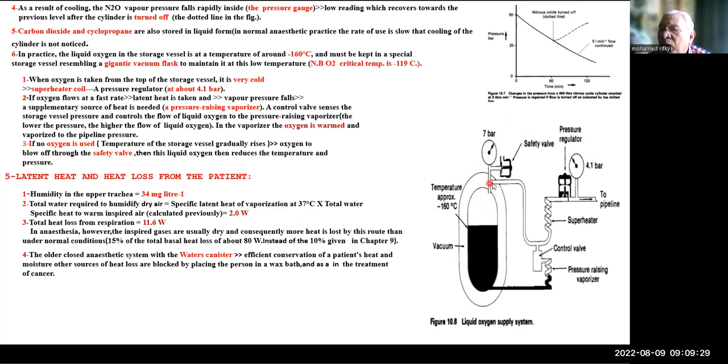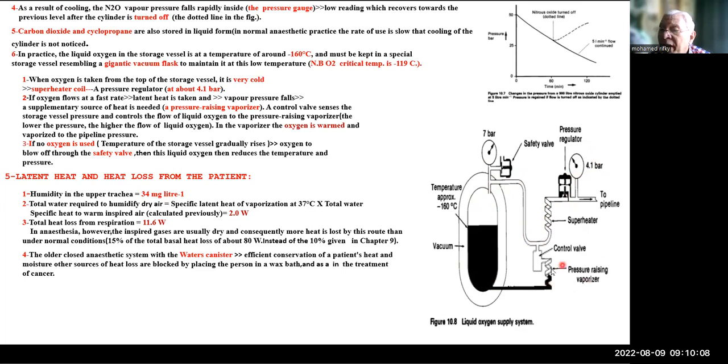Whenever it comes out from the system, it is very cool, so it must be supplied by a superheating cooler. As you can see, this superheated cooler is being transferred to the system, and there the pipe system is always 4.1 bar. Whenever this tank is taking too much oxygen, the latent heat of vaporization will increase, so it will decrease the temperature inside the flask. Of course, it will affect the process of vaporization, and it will affect the pressure.